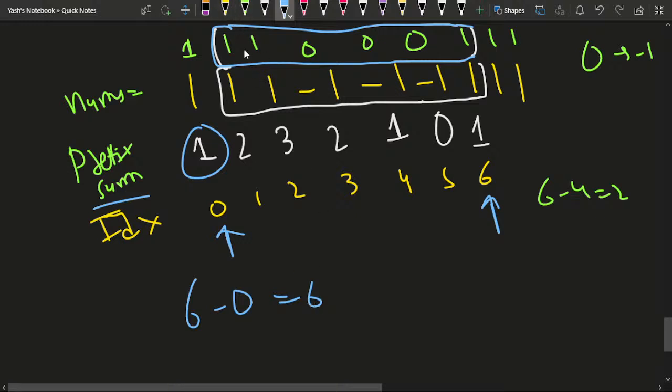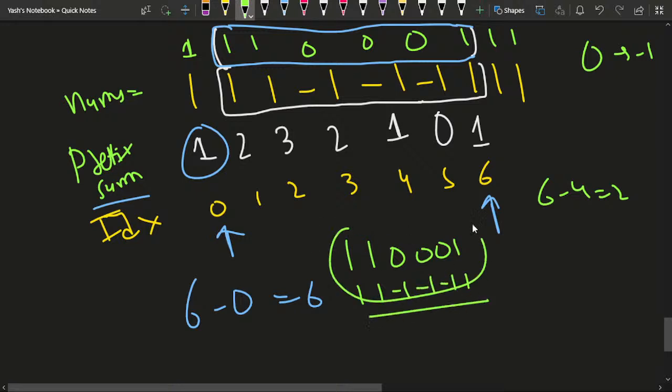And what is the length of this subarray that I had? This subarray was nothing but 1, 1, 0, 0, 0 and 1. This particular subarray that I was talking about, starting from here till here, which is having equal number of ones and zeros. So this I indicated with this part, so that's why its sum is 0. So that's why this subarray we also have to consider.